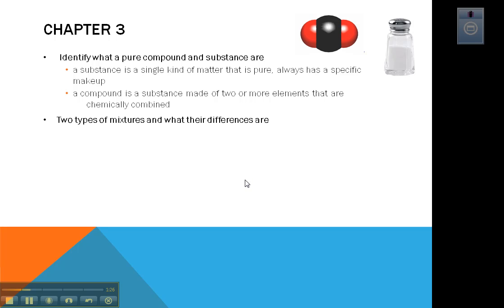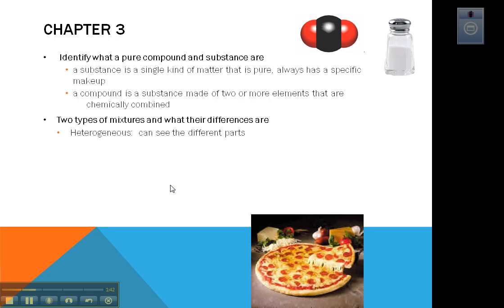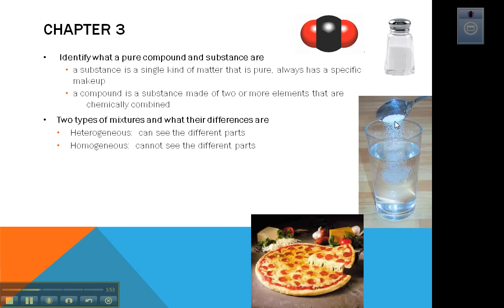Next item, 2 types of mixtures and what their differences are. Heterogeneous, we talk about the E's in heterogeneous and that we can see the E's, the different parts of the mixture. The example is a pizza, one of our favorites. Another is the homogeneous, and that's where we cannot see the different parts. And our example is either sugar or salt water. As that dissolves, we cannot see the different parts. And we've got our O's here for no, cannot see the different parts.